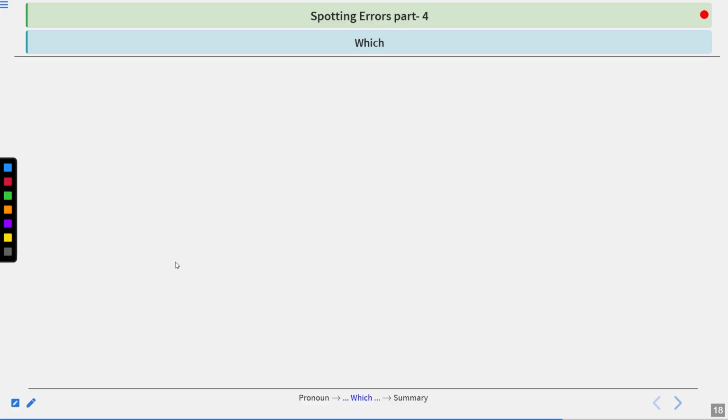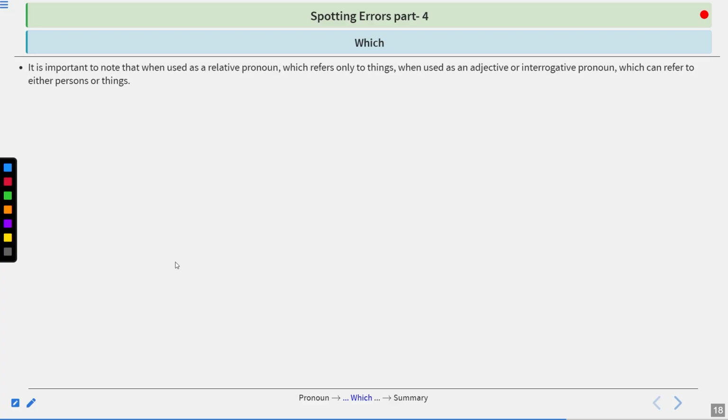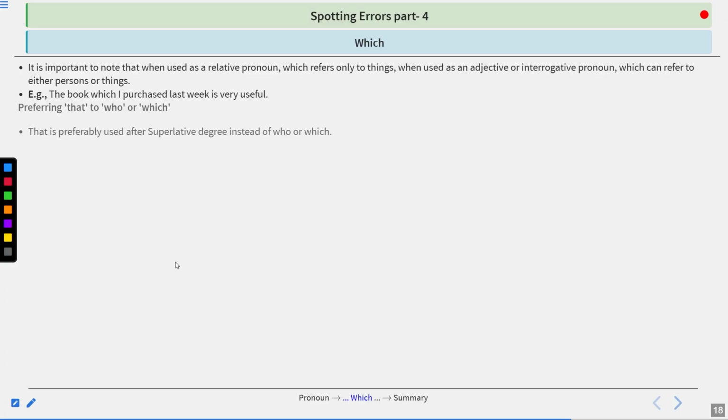Let's talk about which. It's important to note that when used as a relative pronoun, which refers only to things; when used as an adjective or interrogative pronoun, which can refer to either persons or things. The book which I purchased last week is very useful. So again, which is referring to the book.